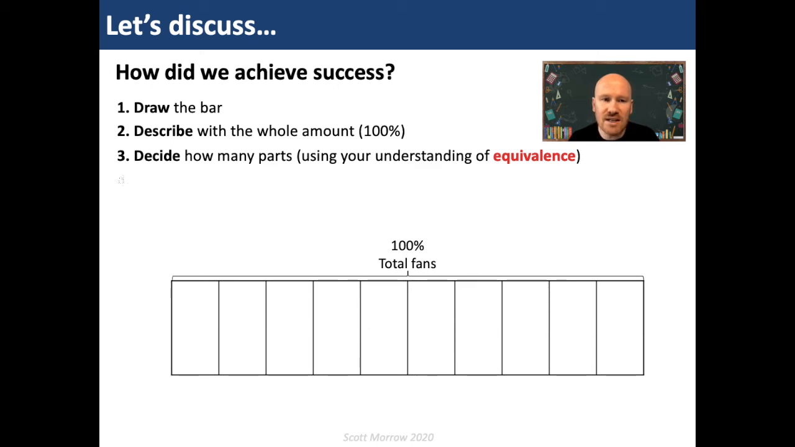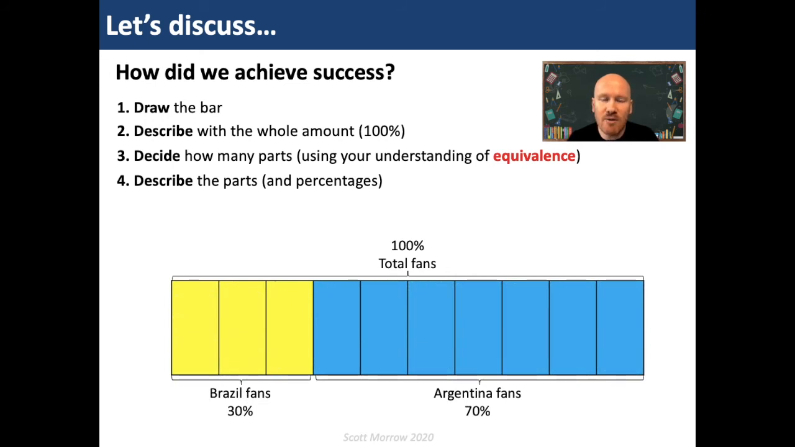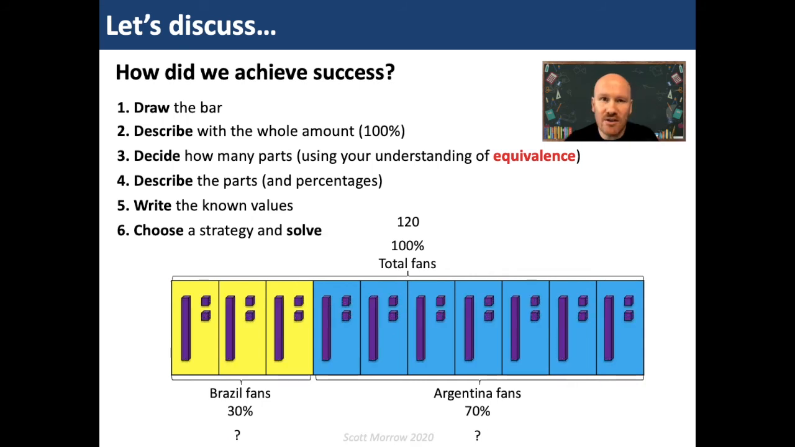The next thing we can do is then describe the parts and their percentages. We knew that 30% of the fans were Brazil fans, and we could work out that 70% of the total fans supported Argentina. The last thing we can do when analysing this problem is write the value we know. In this case, we knew the whole amount of fans was 120, so we could put that there, and the unknowns here were the number of Brazil fans and the number of Argentina fans. Now that we've analysed that, we can choose a strategy and solve it. And in this case, we decided to divide that 120 by 10. We worked out that every 10% was worth 12 fans, which meant we had 36 Brazil fans and 84 Argentina fans at the match.